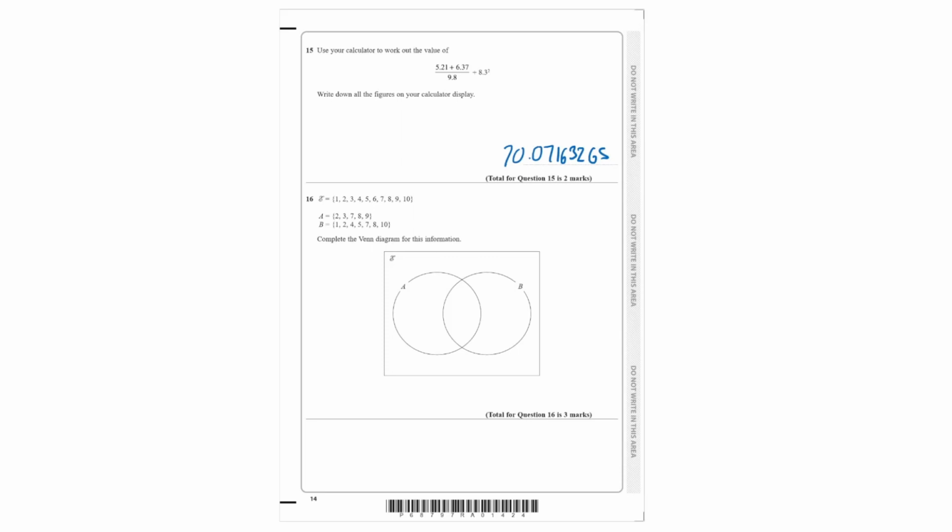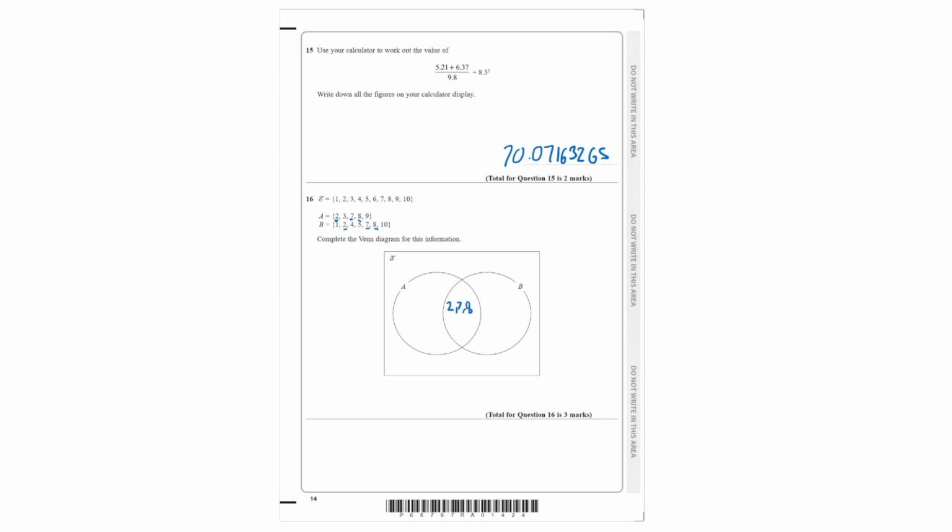Question 16. 3 subsets are given. Complete the Venn diagram for this information. The point at which A and B intersect is simply what's common between the two. So we can see that A has 2, B has 2, A has 3, but B does not have 3. A has 7, B has 7, A has 8, and B has 8, and there are no more common factors, so we simply write 2, 7, and 8.